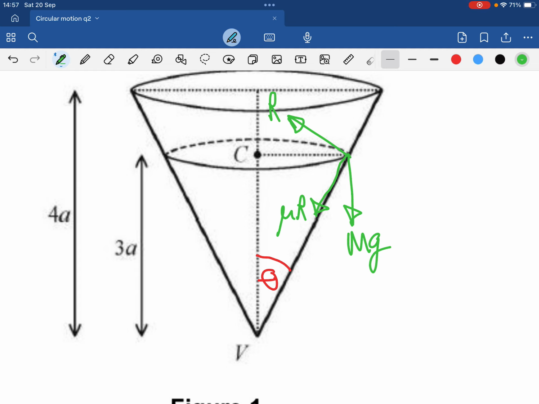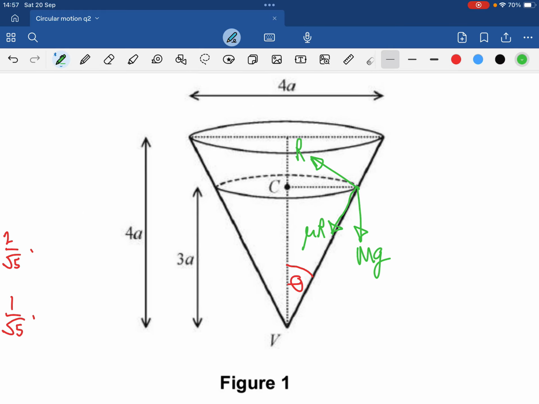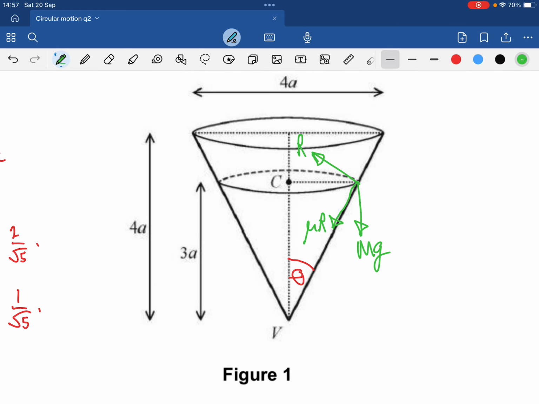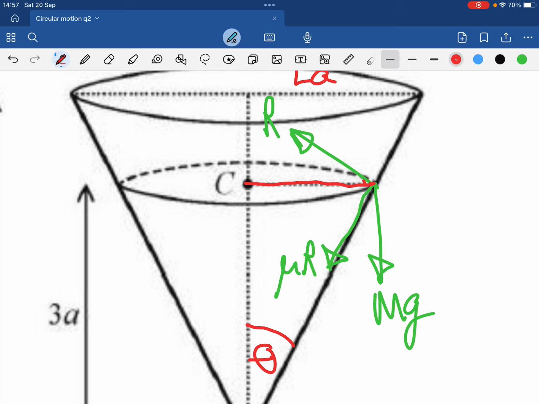But actually, before we proceed at this point, we should do one more bit of thinking. And this is adding in the radius here for our circular motion. So if you consider these, we had 4a height, 4a diameter. So that would be 2a for the radius. If we have 3a for the height, this should be 1.5a or 3 over 2a for the radius. I'm going to put 1.5a. A fraction also would be fine.